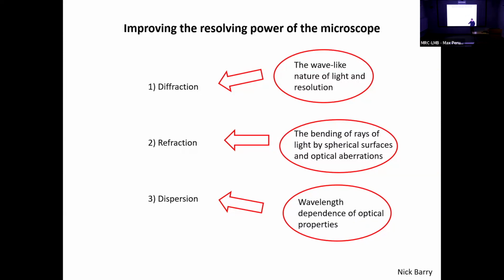This is when you shine light onto a prism, you get a rainbow coming out the other side. That's also a problem in microscopes, because ideally, if you're imaging something that's both green and red, you wish the image of the green and red thing to be in the same focal plane and the same magnification.